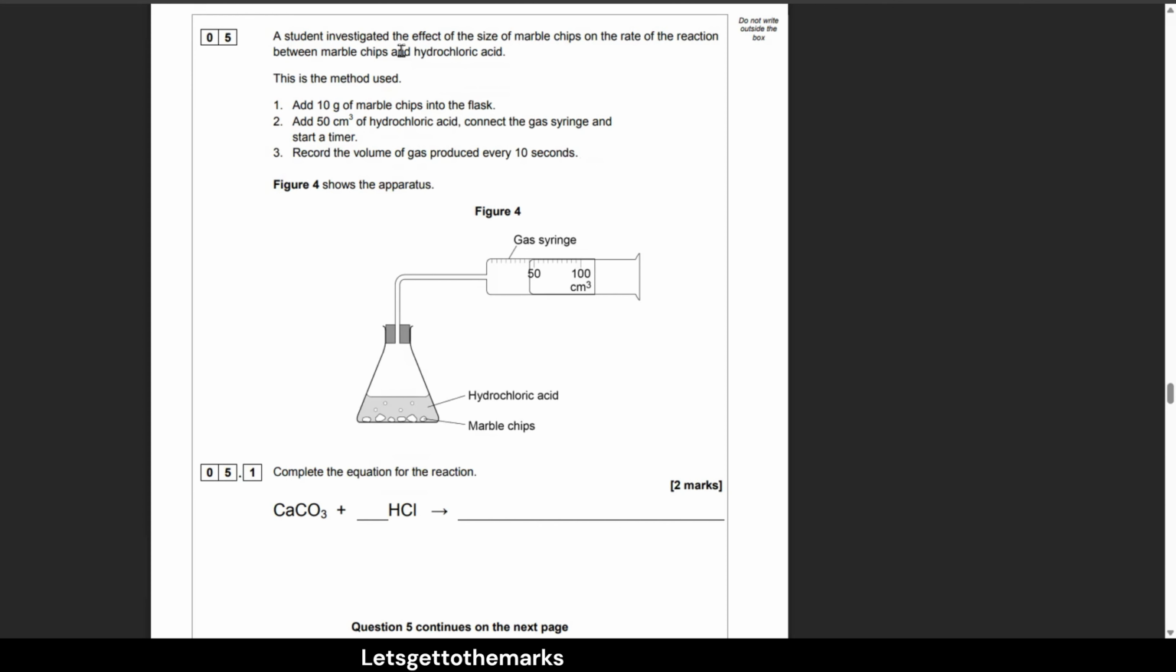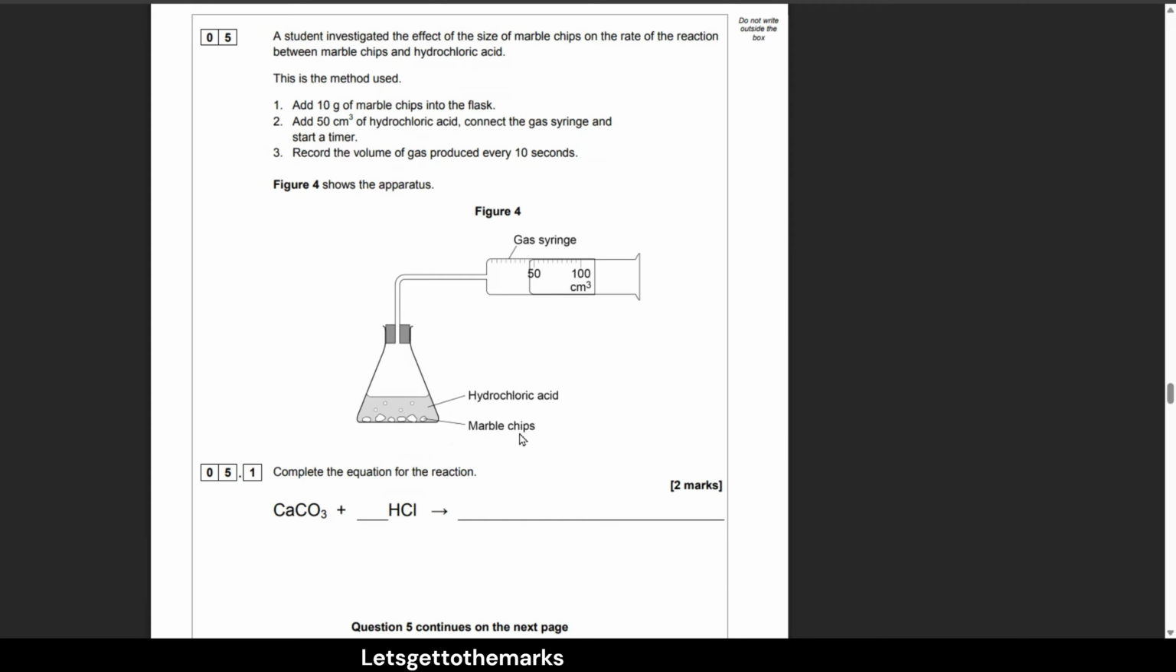Okay, question 5. A student investigated the effect of the size of marble chips on the rate of reaction between marble chips and hydrochloric acid. This is the method used. Add 10 grams of marble chips into the flask. Add 50 centimeter cubed of hydrochloric acid, connect the gas syringe and start a timer. Record the volume of gas produced every 10 seconds. Have a look, Figure 4 shows the apparatus.